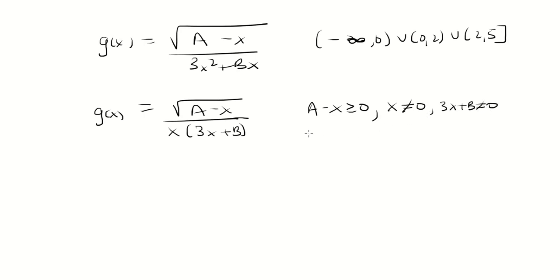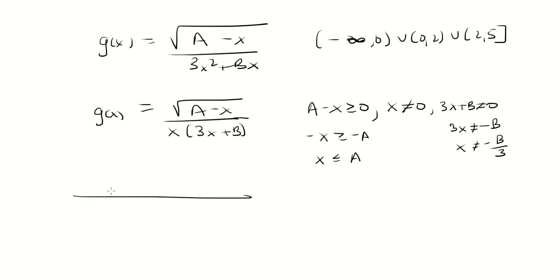So here, we'll subtract by a, divide by negative 1, and we have x is less than or equal to a. Here x cannot be 0, and then here we have 3x cannot be negative b, which means x cannot be negative b over 3.